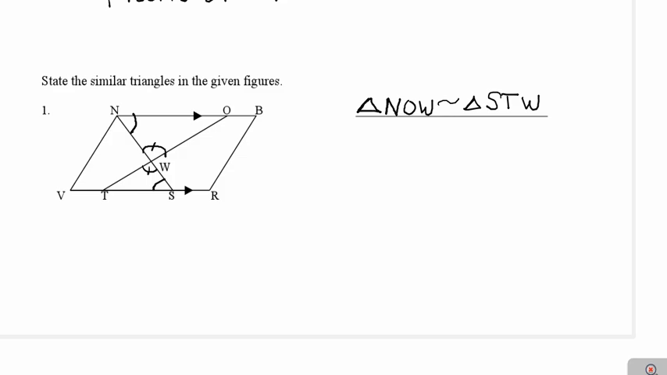Go ahead and pause the video and try examples 2 through 5 on your own. See if you can identify the similar triangles based on the tick marks given from the diagram. And then when you're ready, go ahead and press play to check your answers.